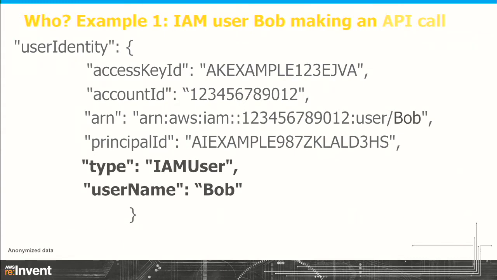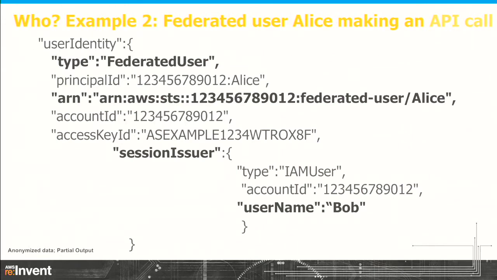And then we have another example, a federated user. In this case, Alice, the federated user, as you can see the type is federated user, is making an API call with this particular access key ID, AS example. And you'll also see session issuer information, which is telling you that Bob, the IAM user on this account, gave those temporary credentials to the federated user, Alice, who is making this call. So this is really detailed information that helps you understand who actually gave those credentials, not just who is acting in that API call.